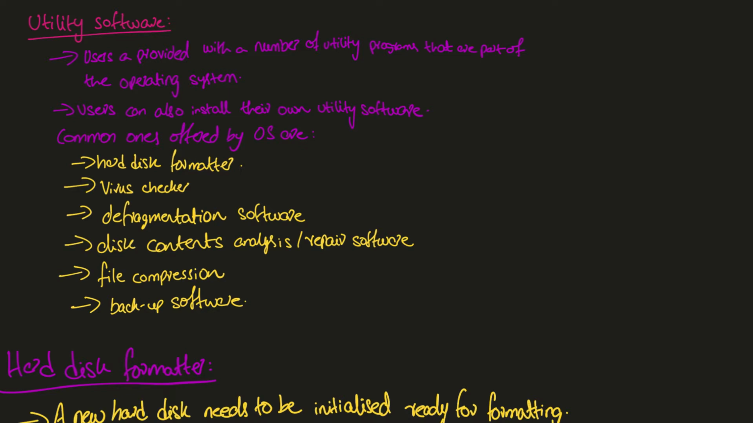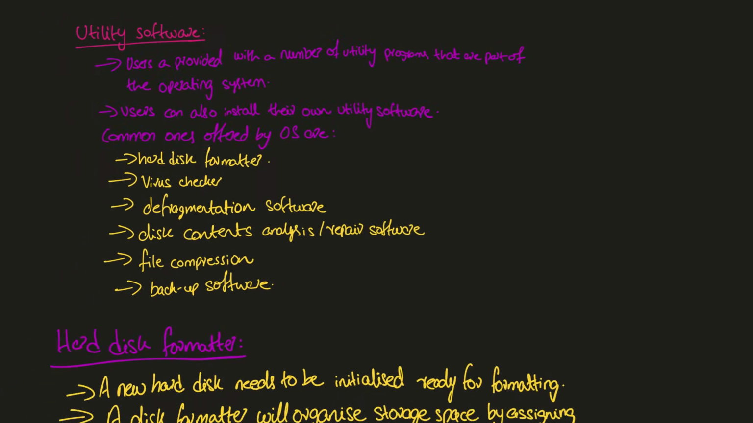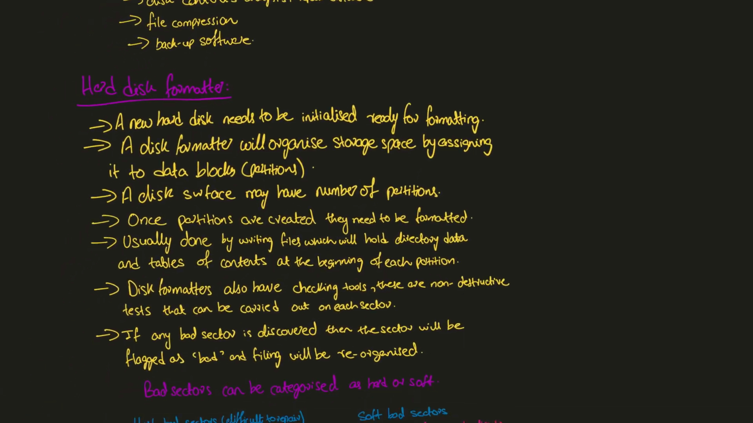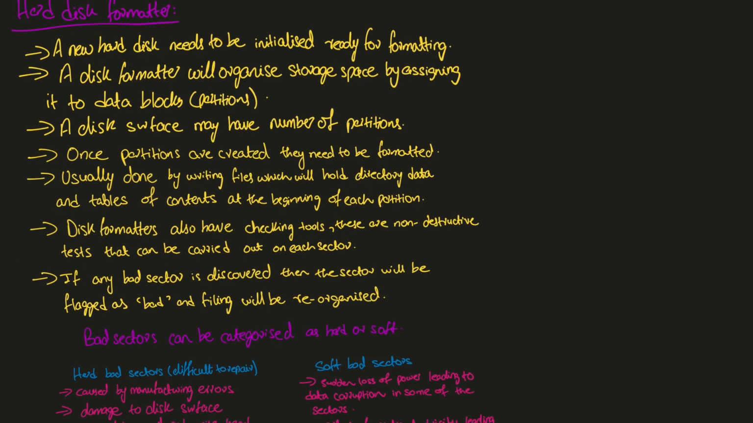Whenever you install an OS, a number of utility programs are provided with the operating system itself, right? And you can also install your own utility software. The common ones offered by the OS are the hard disk formatter, virus checker, defragmentation software, disk contents analysis or repair software, file compression, and backup software, right? So we'll begin with the hard disk formatter.